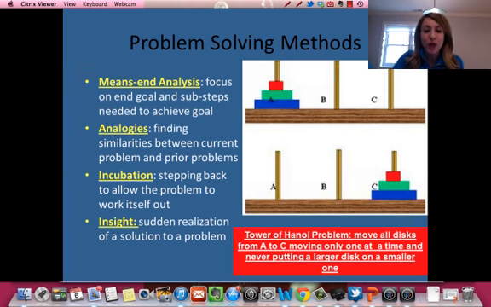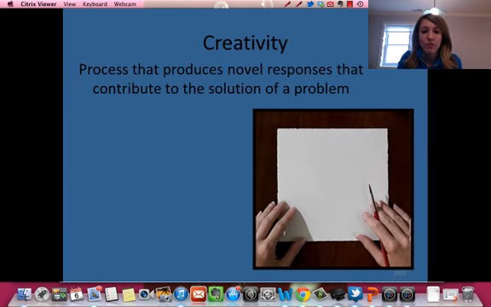So you can try this on your own. It's called the Tower of Hanoi, and you have to move all the discs from A to C, moving only one disc at a time and never putting a larger one on top of a smaller one. So see if you can figure it out.